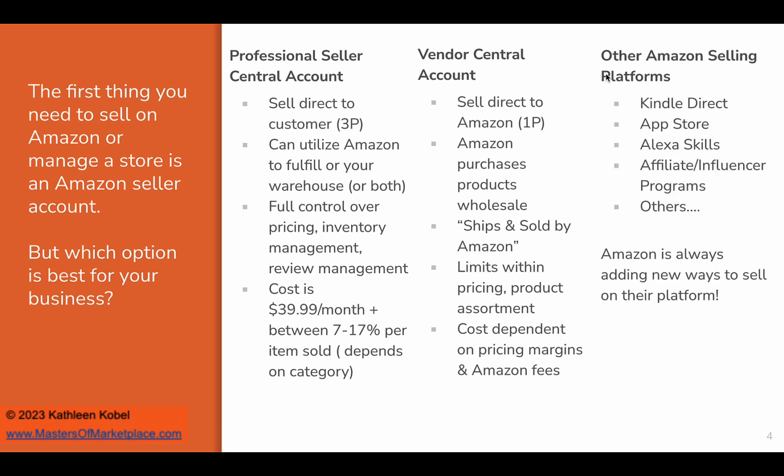Now, there are some other Amazon selling platforms where you can sell other products. So you can sell on Kindle Direct. So if you have books, ebooks, physical books, you can sell there. There's an app store. If you're a developer, you can sell apps. You can sell Alexa skills. You can sell products on Amazon as an affiliate or as an influencer. There are always new ways to sell your products on Amazon.